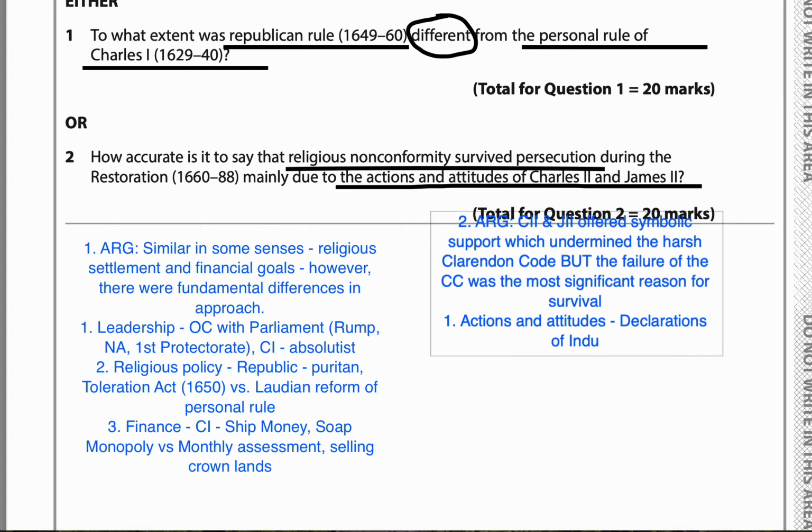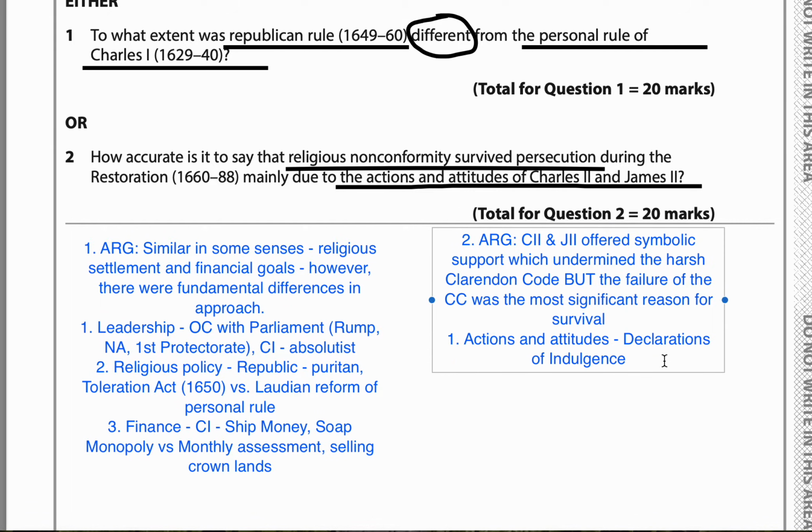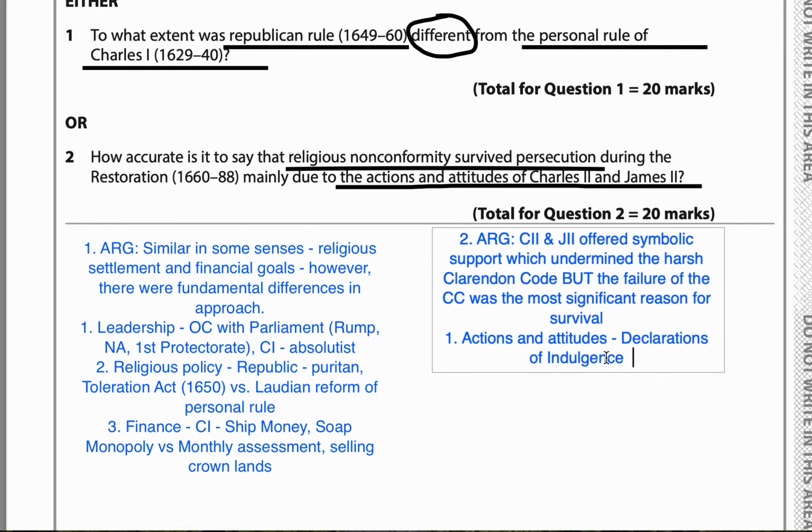Okay, so Charles II issues 2, James II issues 2, and I've got a video on this topic if you want to go into those, but 62, 72, 87 and 88 are the dates of those, and you say that these offered symbolic support, and therefore nonconformists felt like they had support of the monarch, and perhaps that meant that the Clarendon Code was less likely to succeed.